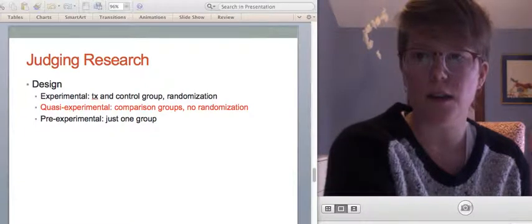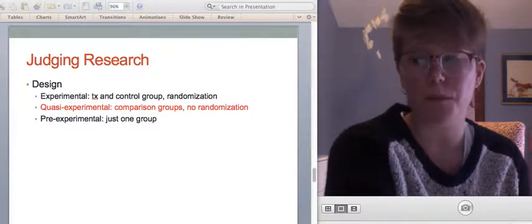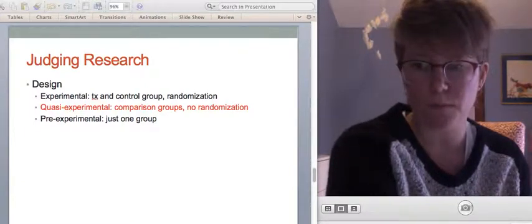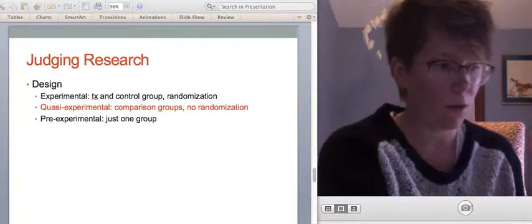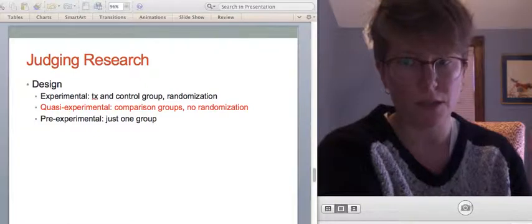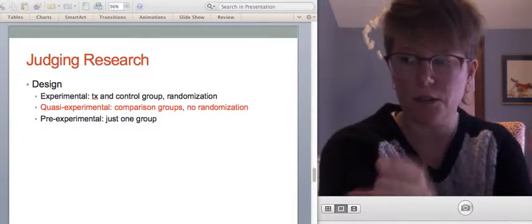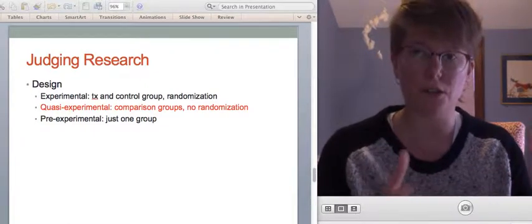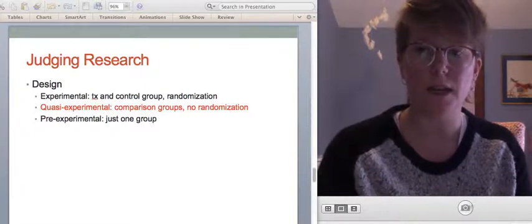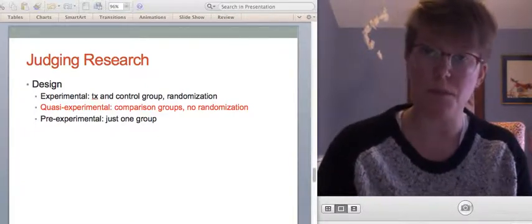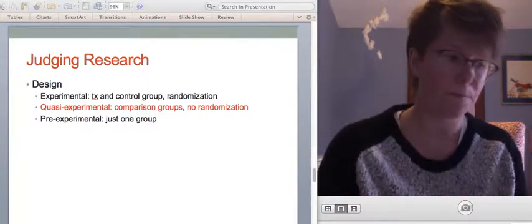So this is what we mean when we separate people by an intrinsic trait, like in one group I'm going to have all the students from Massachusetts, and in one group I'm going to have all the students from New Hampshire, and I'm going to measure something by those groups. That's a fine thing to do, but that means it's not experimental because people are not randomly assigned.